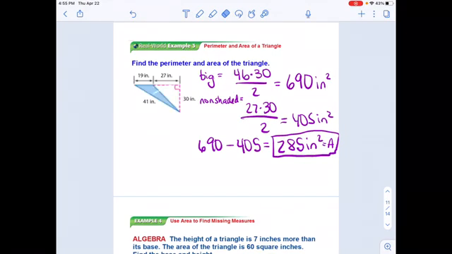Now, a second way you can do this isn't my favorite way. Sometimes finding the area of triangles actually confuses me.